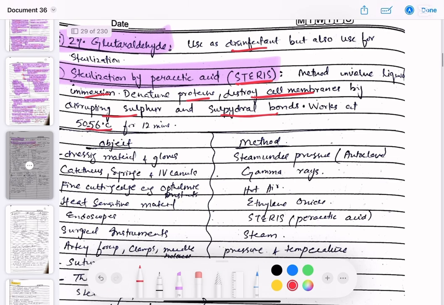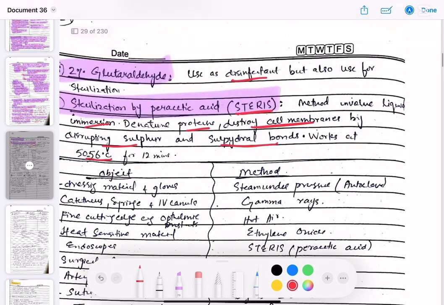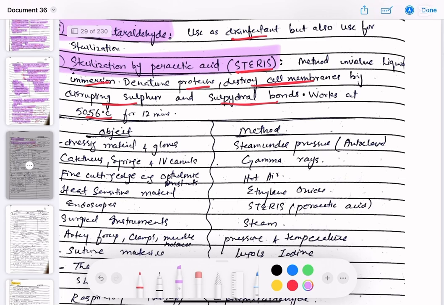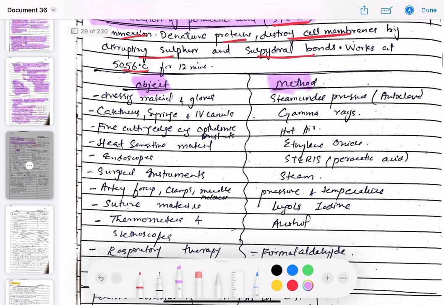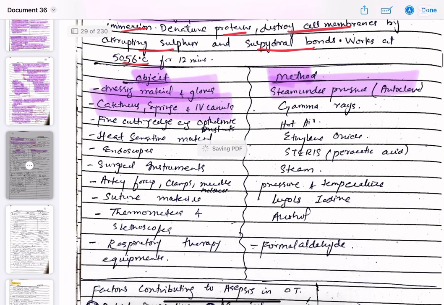Okay, now the objects and the methods. For dressing material and gloves, steam under pressure is used. For catheters, syringes, and IV cannulas, gamma rays are used. For fine cutting edges, for example ophthalmic instruments, hot air is used. For heat sensitive material, ethylene oxide is used. For endoscopes, Steris, that is peracetic acid, is used.